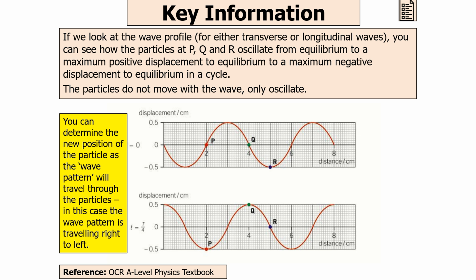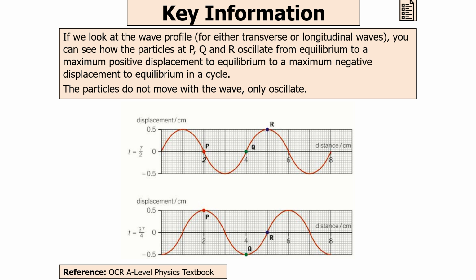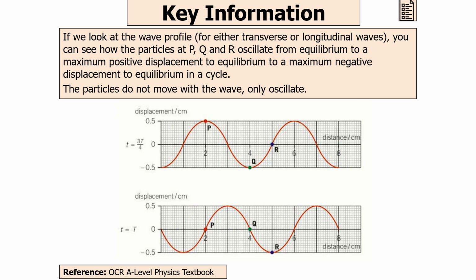So in that instance, my apologies, it's going to be travelling from left to right on the screen. My apologies for that. So therefore the particle will go to the position of what the particle was immediately to the left of it beforehand. So you can see that in the following images. As it's travelling across the screen from left to right, you can see the wave pattern is travelling through the particles, and you can predict what the position of the particles will be.